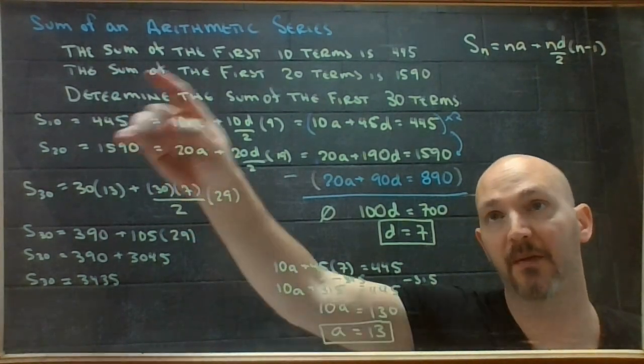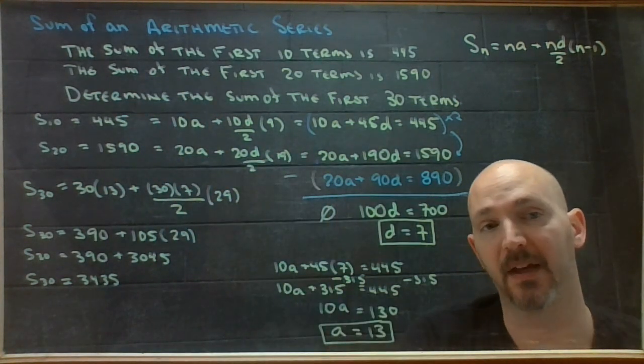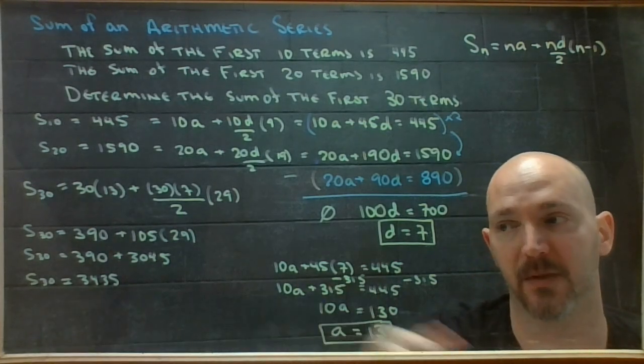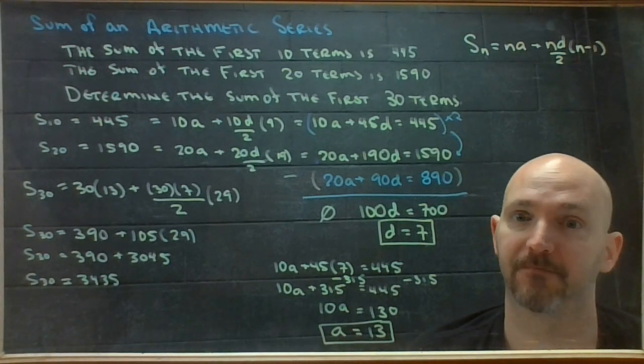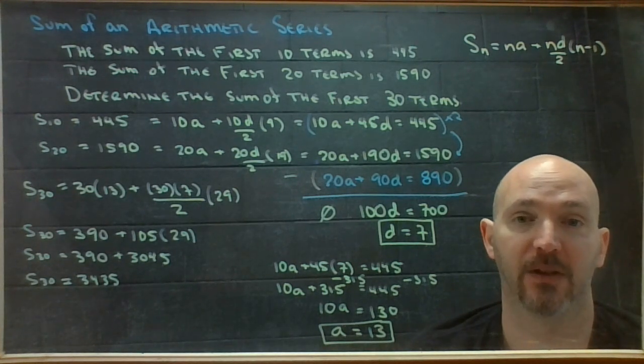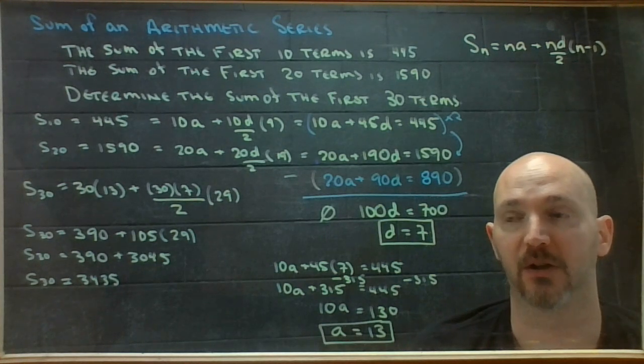So the sum of the first 10 terms is 445. The sum of the first 20 terms is 1,590. Then the sum of the first 30 terms has to be 3,435. Okay. So that's pretty much everything you can do with the sum of an arithmetic series. So I think you are good for the practice problems.